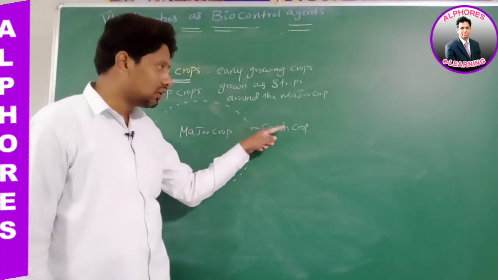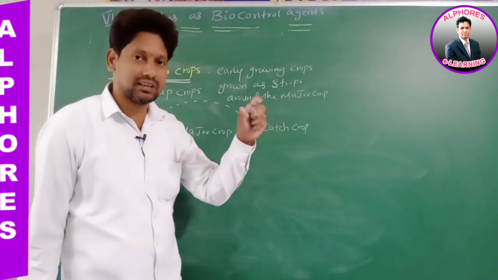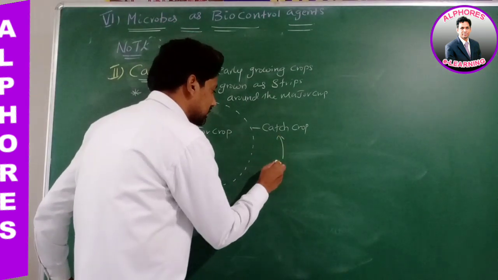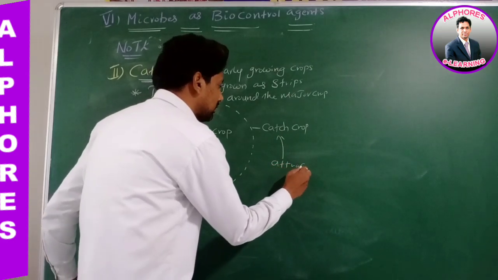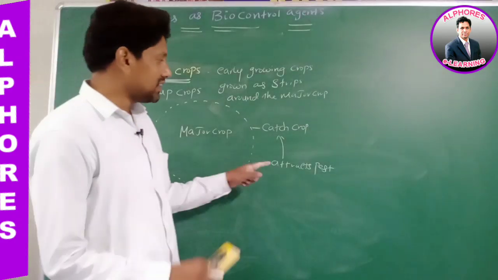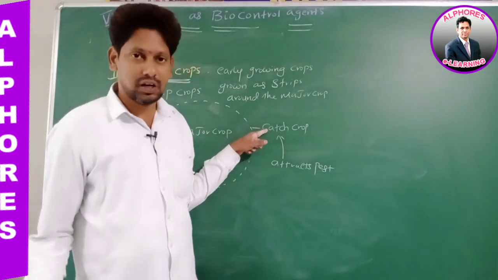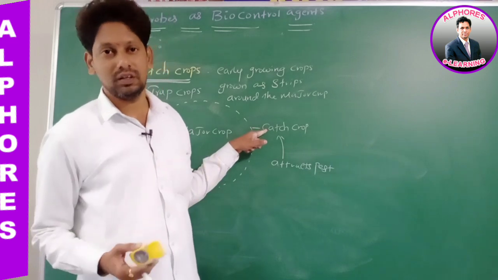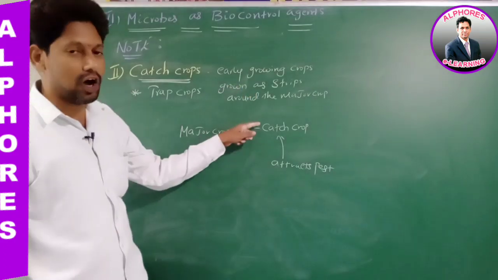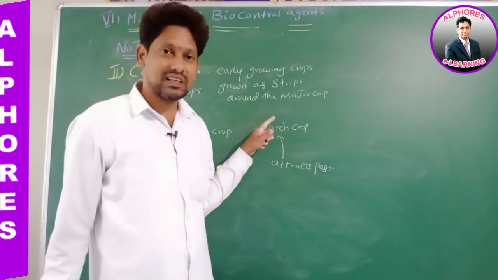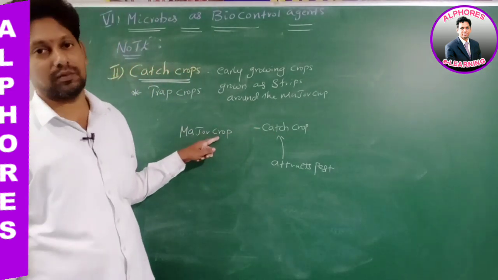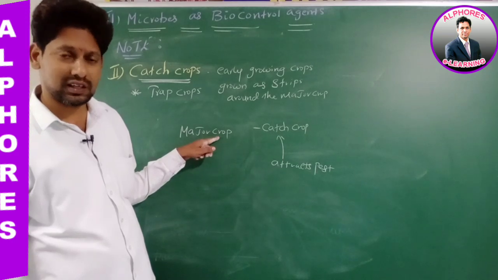As the catch crop growth is early, it attracts the pest. Now the pest is on the catch crop. You cut this catch crop and burn it. If you cut and burn the catch crop, automatically the pest present on it will be destroyed. So the major crop will be protected from the pest.